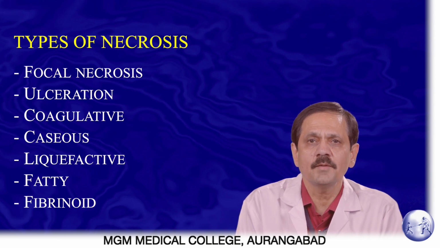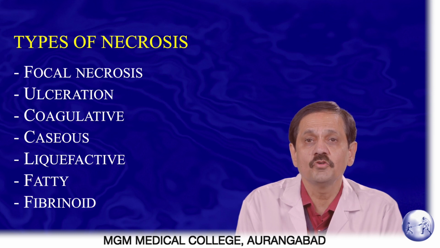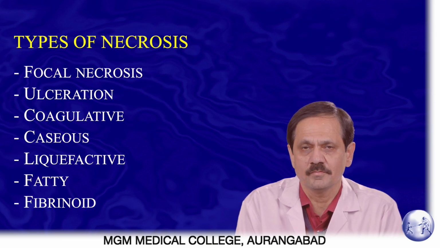Then we will see what the types of necrosis are. Necrosis types depend upon which tissue is affected. Second, whether hemorrhages are present or not, and what the etiological agents are. So depending upon that, there are multiple types of necrosis. The first common one is called focal necrosis.